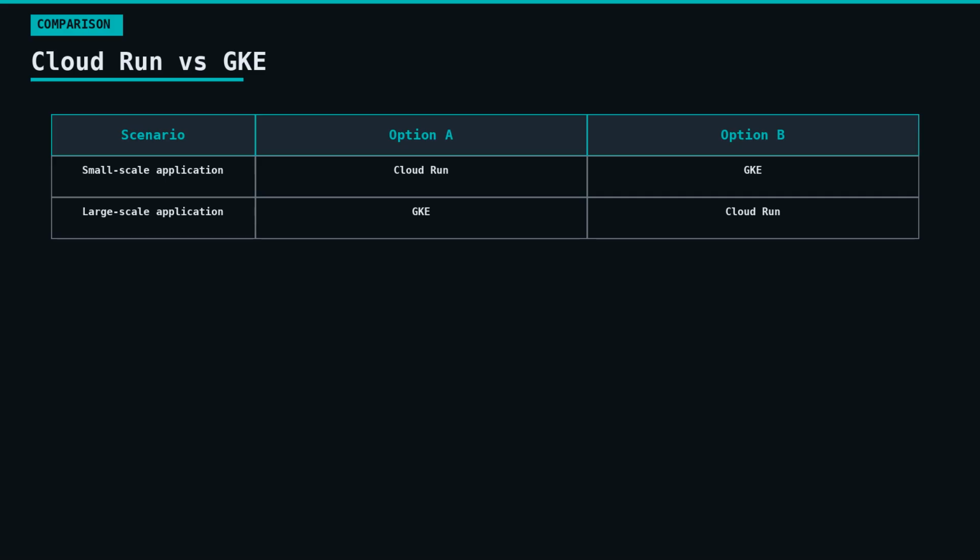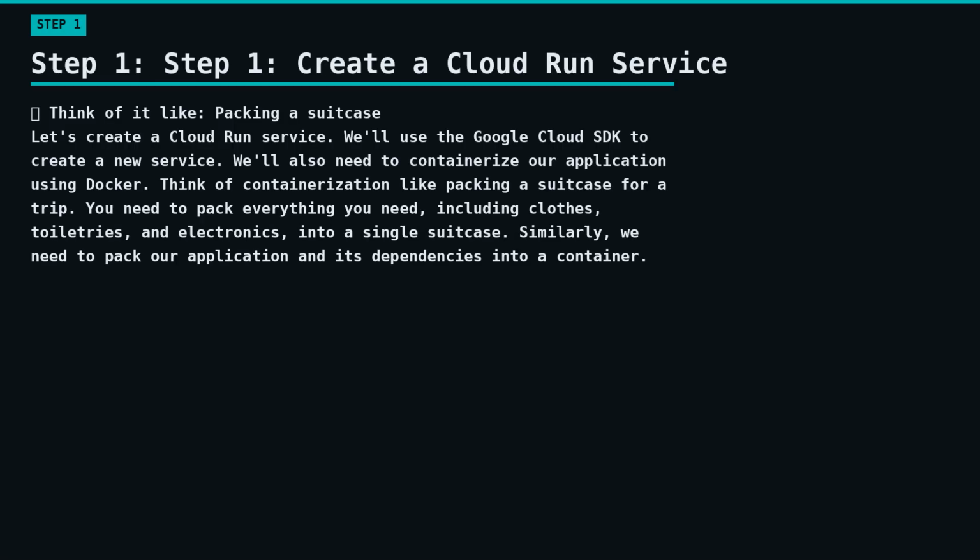Let's create a Cloud Run service. We'll use the Google Cloud SDK to create a new service. We'll also need to containerize our application using Docker. Think of containerization like packing a suitcase for a trip. You need to pack everything you need, including clothes, toiletries, and electronics, into a single suitcase. Similarly, we need to pack our application and its dependencies into a container.